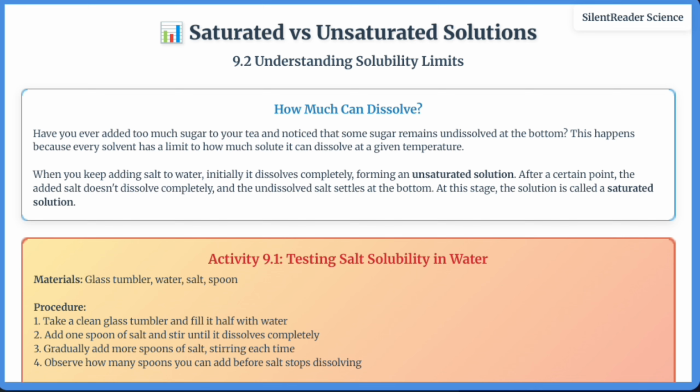Let's investigate solubility limits through saturated and unsaturated solutions. Have you ever added too much sugar to your tea and noticed that some sugar remains undissolved at the bottom? This happens because every solvent has a limit to how much solute it can dissolve at a given temperature. When a solution can dissolve more solute, it's called unsaturated. When it has dissolved the maximum amount possible and some solute remains undissolved, it's called saturated.